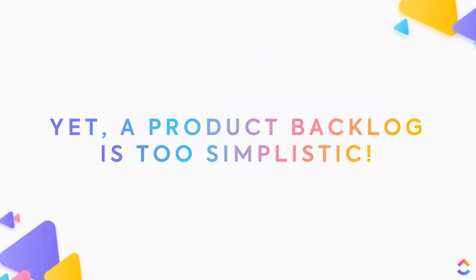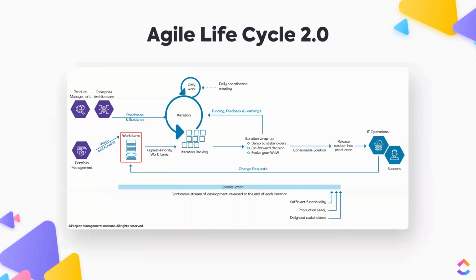Yet, a product backlog is actually too simplistic, as we've just scratched the surface of Agile management. So if we look back at the Agile lifecycle, there's an important detail I omitted. Here, it's not showing a real product backlog, where all the items are of similar shape and size, like in a Scrum-based approach. But instead, it's a work item list that considers any type of items, which goes beyond functional requirements, with bugs, experiments, requests, trainings, communications, and much more.